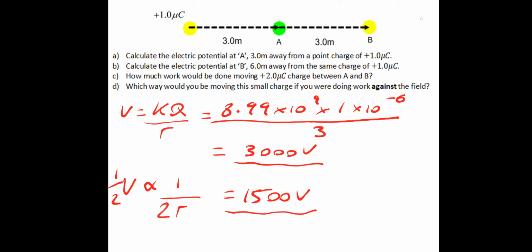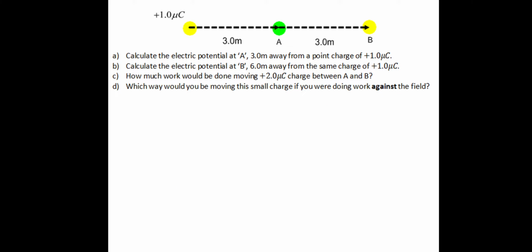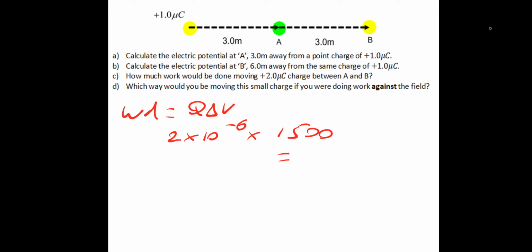So part C, I'm just going to clear this. Remember, if you need to rewind at any point or pause, please do. So part C, how much work will be done in moving a 2 microcoulomb charge between points A and B. So the work done is charge times the change in potential. So the charge is the 2 microcoulombs, so 2 times 10 to the minus 6. Change in potential, well, we had 3,000 volts and 1,500 volts. So the difference between them would be 1,500 volts. So if we multiply them together, we get 3 times 10 to the minus 3 joules. Or you might have written 3 millijoules.